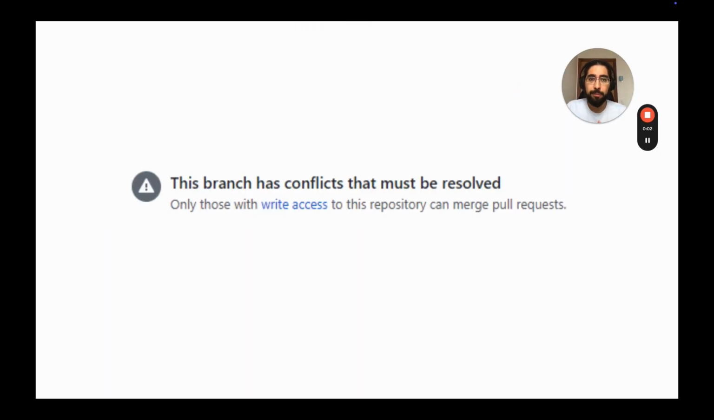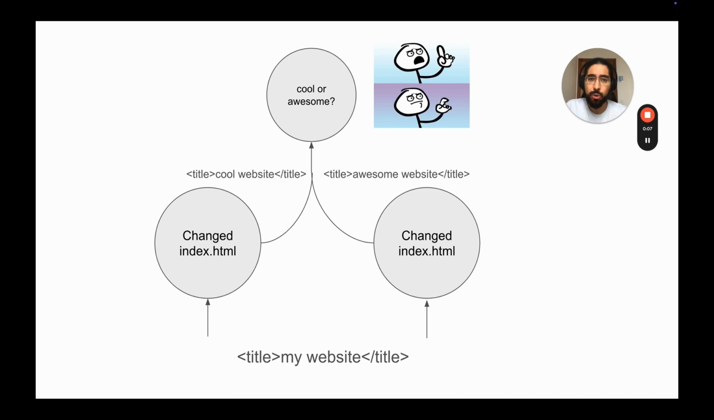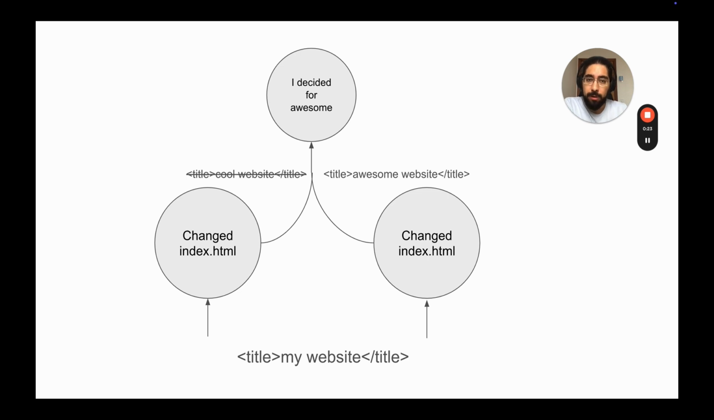But then the most feared enemy appears, a conflict. A conflict occurs when Git tries to merge two commits, but it can't automatically determine how to combine the changes. In this case, you need to manually decide how to resolve the differences and choose the final state. Once you resolve the conflict, the merge is created with the resolution you did.